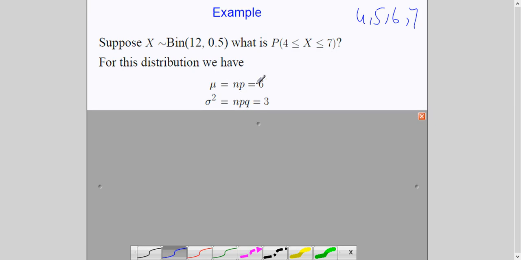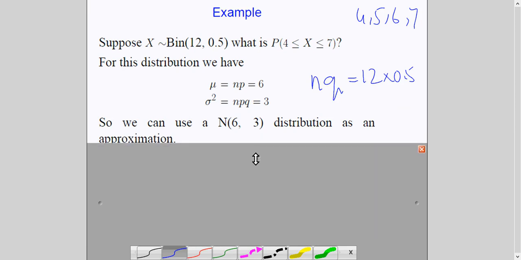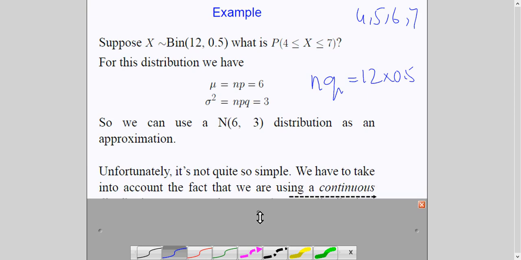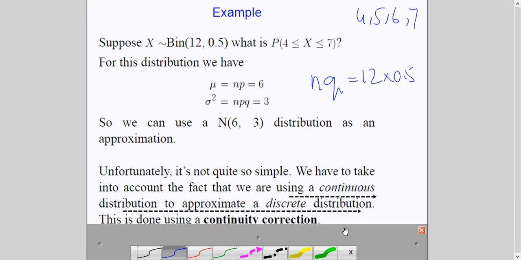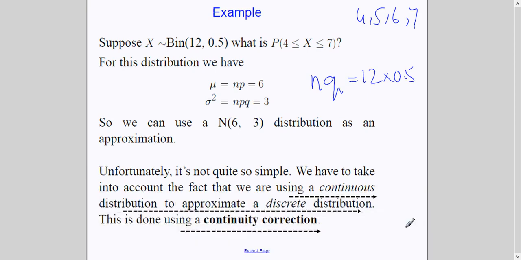So mu is np. Now this is greater than 5. Variance is npq. And what is your nq? If you check, it is 12 into 0.5. Again, it will be the same thing. So you can apply your normal approximation here. But the problem is that the data is discrete and continuous. So you apply continuity correction. And after that, you can apply normal approximation.